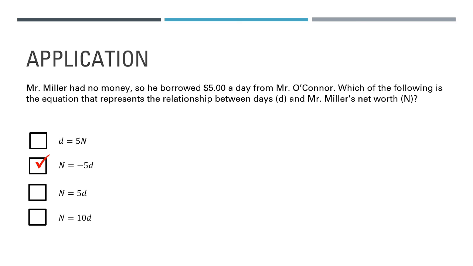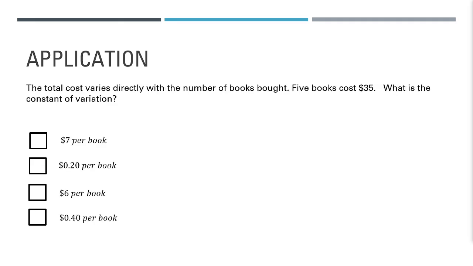Last question. The total cost varies directly with the number of books bought. 5 books cost $35. What is the constant of variation? $7 per book, 20 cents per book, $6 per book, or 40 cents per book. Pause the video and choose your answer.